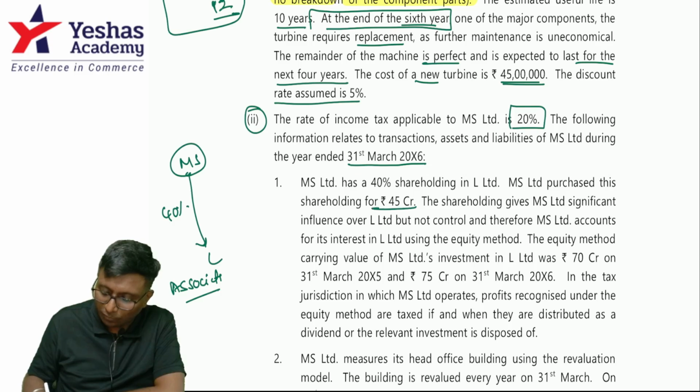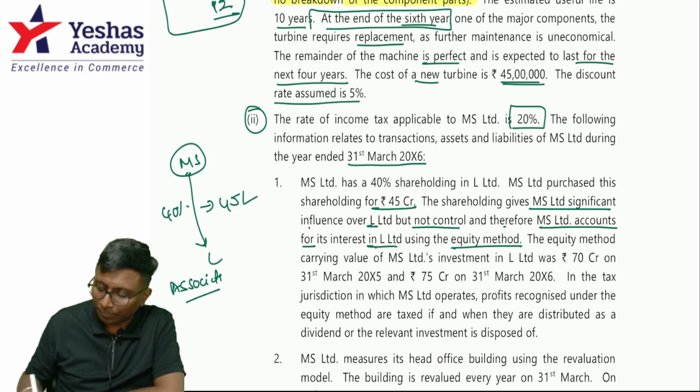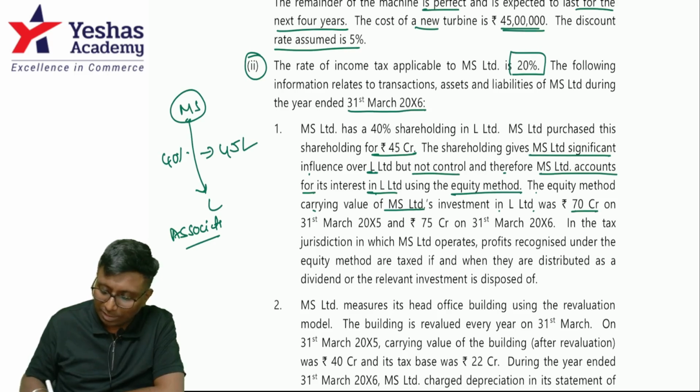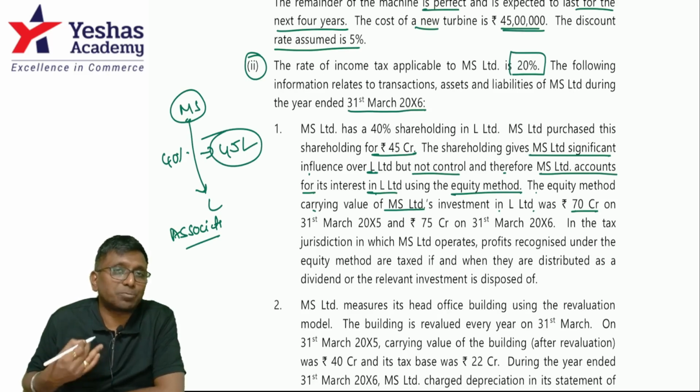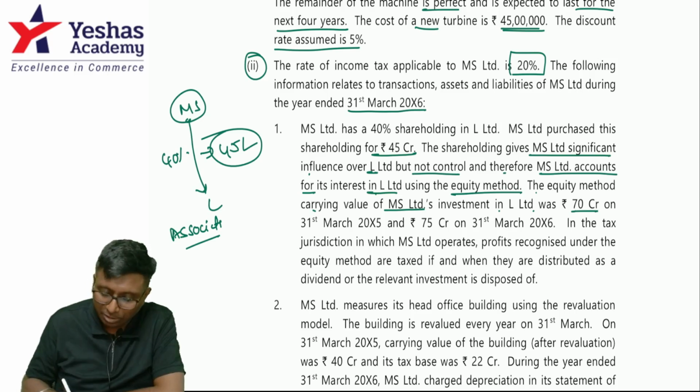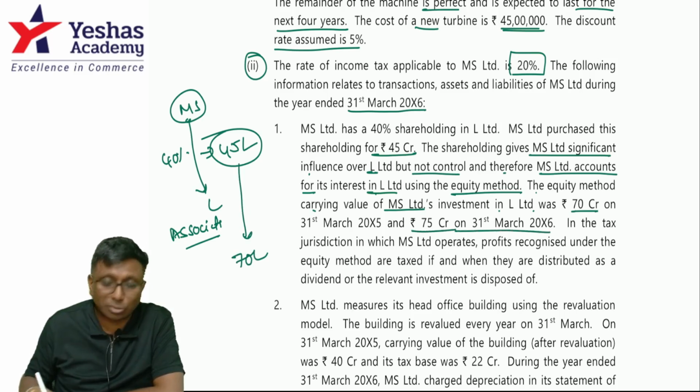And you have purchased the shareholding for 45 lakh rupees. This 40 percentage you purchased for 45 lakh rupees. The shareholding gives MS Limited significant influence over L Limited but not control. Therefore, MS Limited accounts for its interest in L Limited using the equity method. The equity method carrying value of MS Limited's investment in L Limited is equal to 70 CR. Obviously I am following the equity method, so all these years my proportionate share of profit I have added to the investment. So this 45 lakh rupees has become 70 lakh rupees.